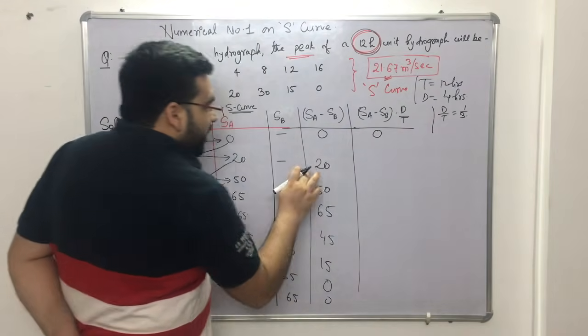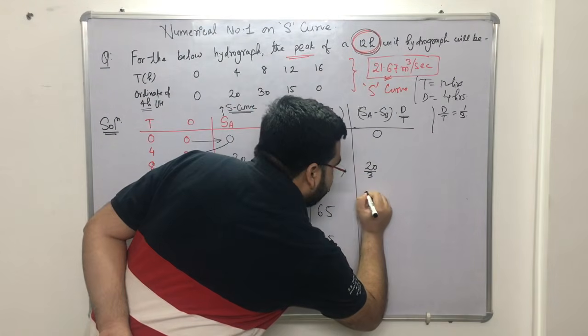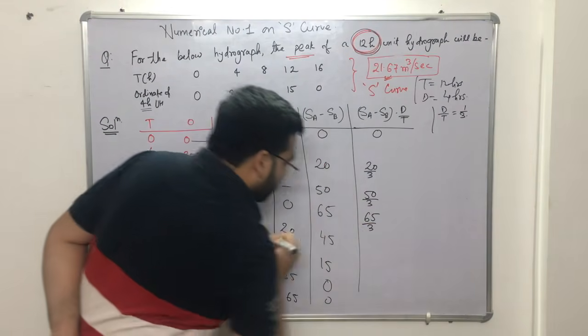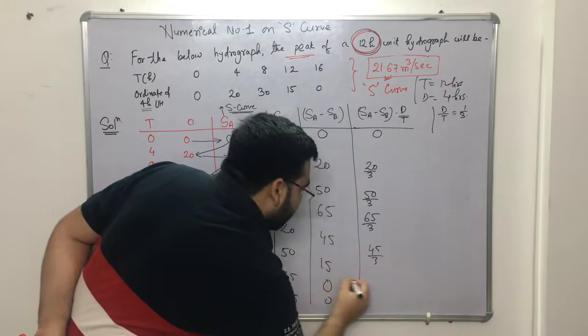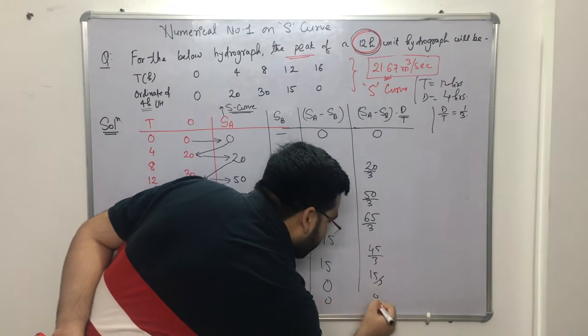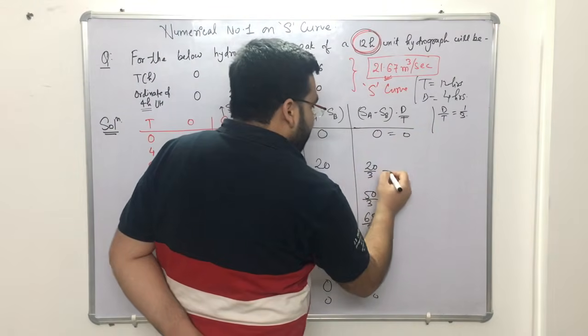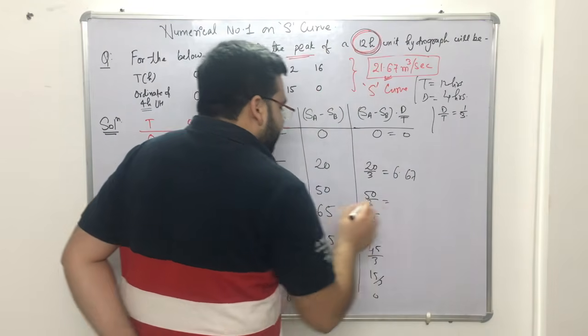It will be 0, 20 divided by 3, 50 divided by 3, 65 divided by 3, right? 45 divided by 3, 15 divided by 3, 0, 0, 0 and so on, right? So, how much is it? This is 0, this is 6.67 something. So, this will be equal to 50 by 3.